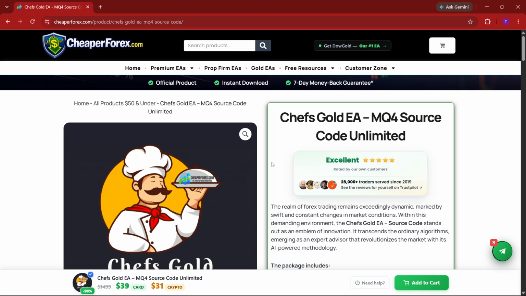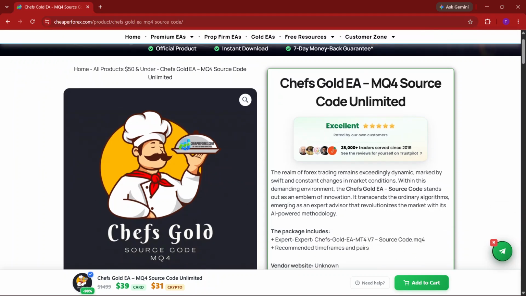Now, today we're going to be looking at the Chef Gold EA, not Chef's Kiss. Chef Gold EA for MT4. This one is sold as a gold-only expert advisor that supposedly uses artificial intelligence and machine learning to spot high probability patterns on Gold USD. Sure, you got that from the name, gold in the name. You've seen the sales pages and the original marketing push the usual big claims.